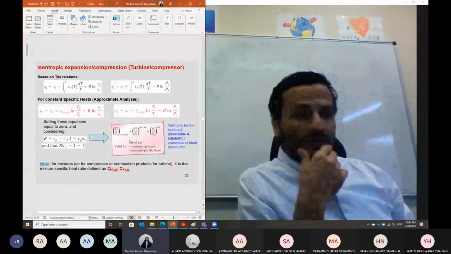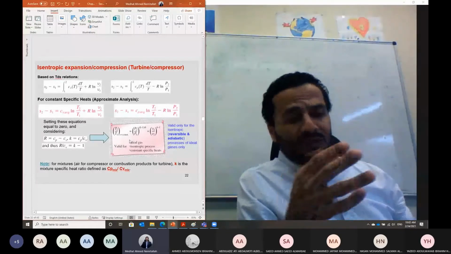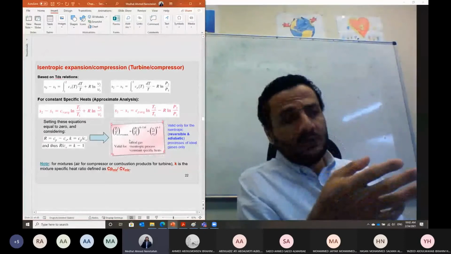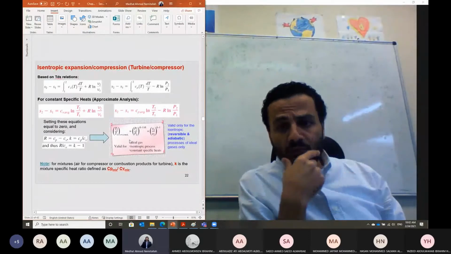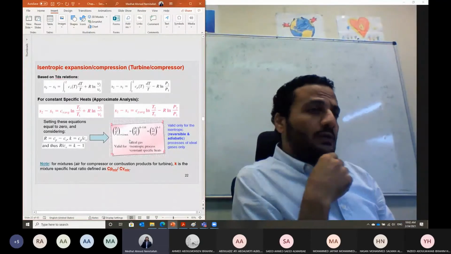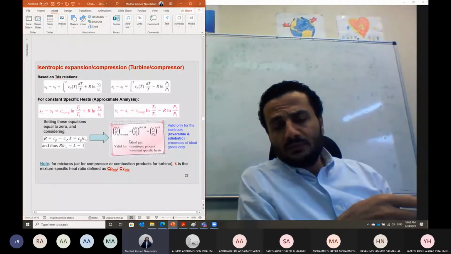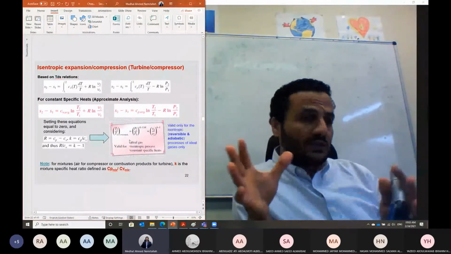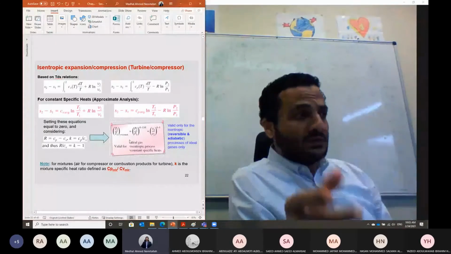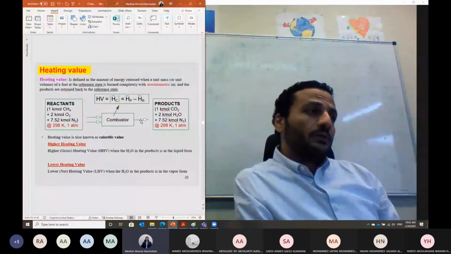And also we have learned how to apply the first law of thermodynamics. The main difference: in the case of an open system, it will be Q minus work equal to the difference in enthalpy between product and reactant. And in the case of a closed system or constant volume combustion, Q minus work will equal the difference in the internal energy of the product minus the internal energy of the reactant.